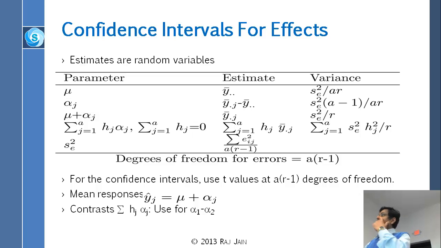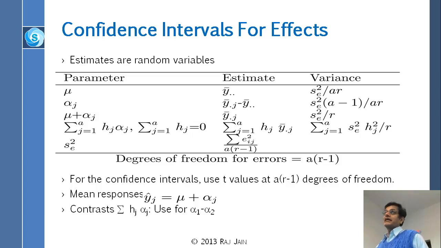Now that we know the errors, we can do the confidence intervals on everything. And the confidence intervals are basically, all you need is the standard errors, the standard deviations. And once you know the standard deviation, these are the formulas. For mu, the standard deviation is se squared upon ar. For alpha j, for the contrast.